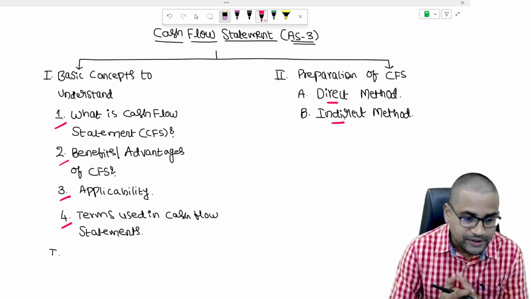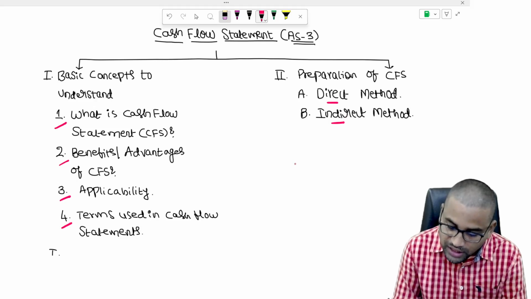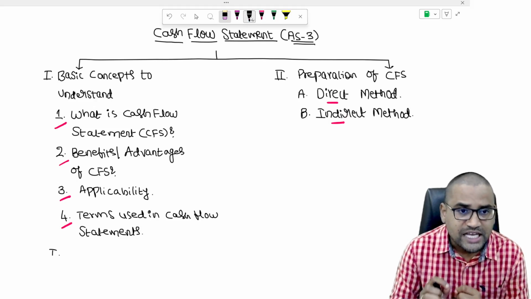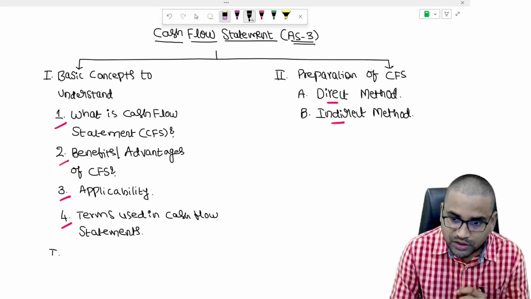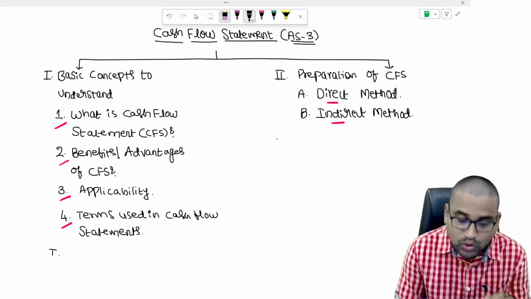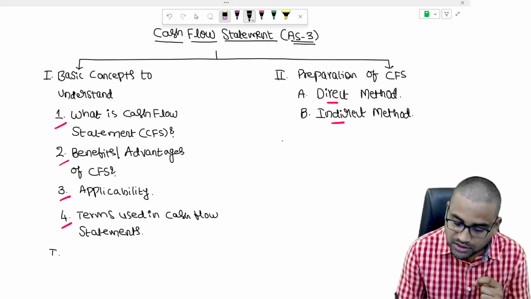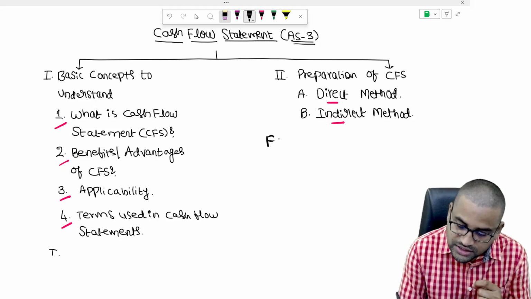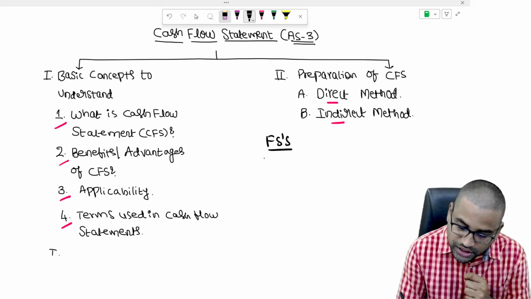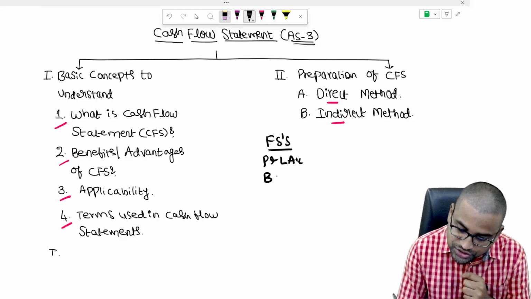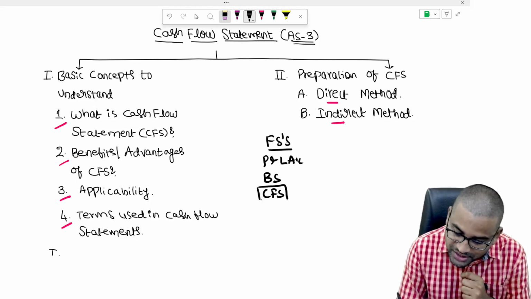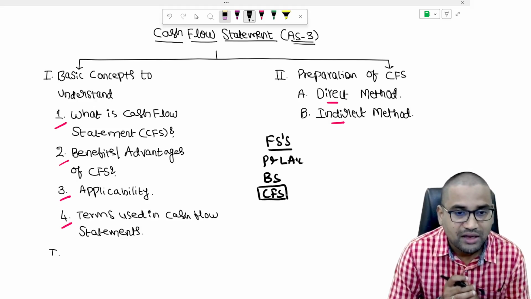Before proceeding to the main topics, first of all, understand, as far as the Companies Act is concerned, Section 2, Clause 40 of the Companies Act defines financial statements. So, financial statements of a company include what? Generally, P&L account, balance sheet, and cash flow statement. See here, cash flow statement is part of financial statements.